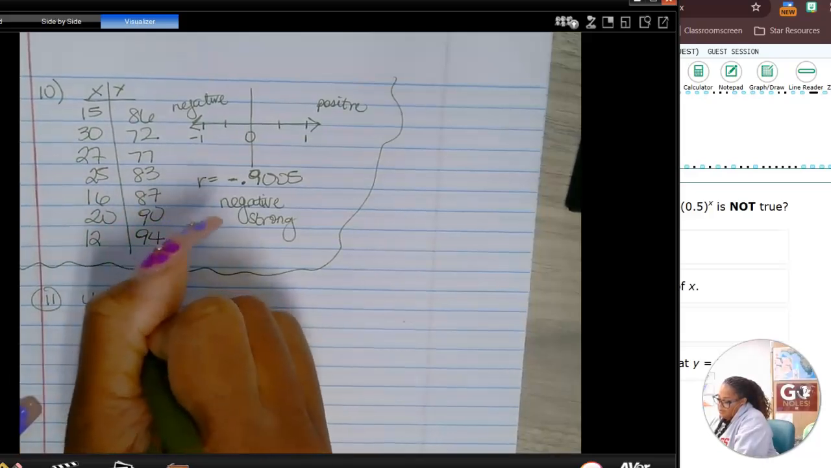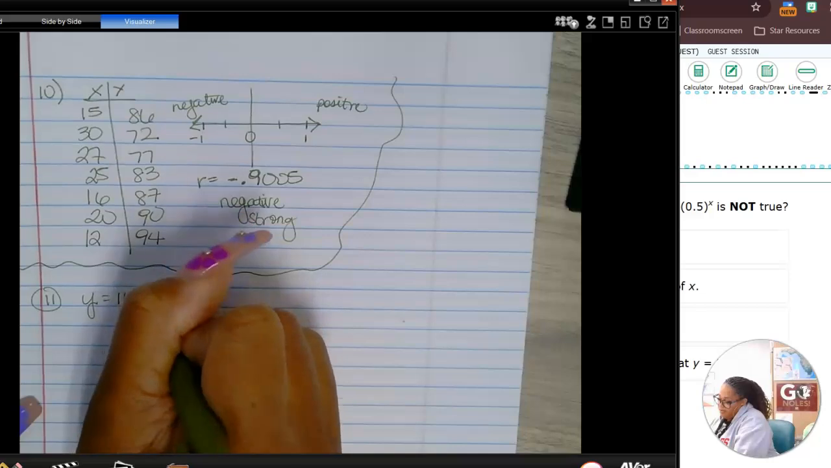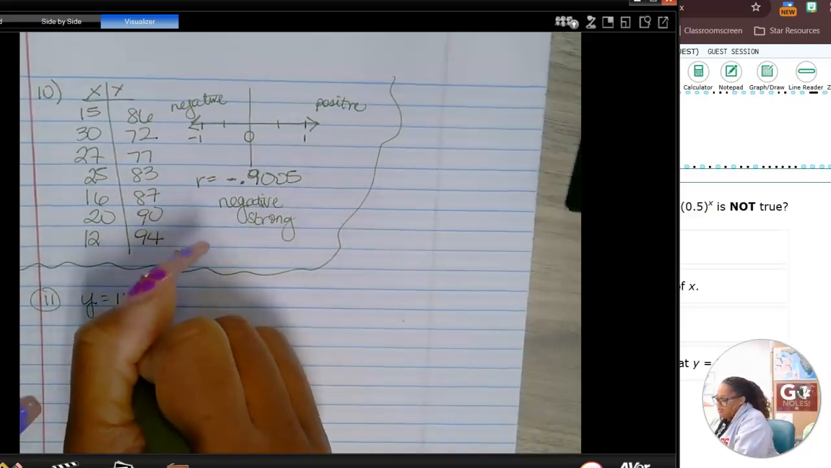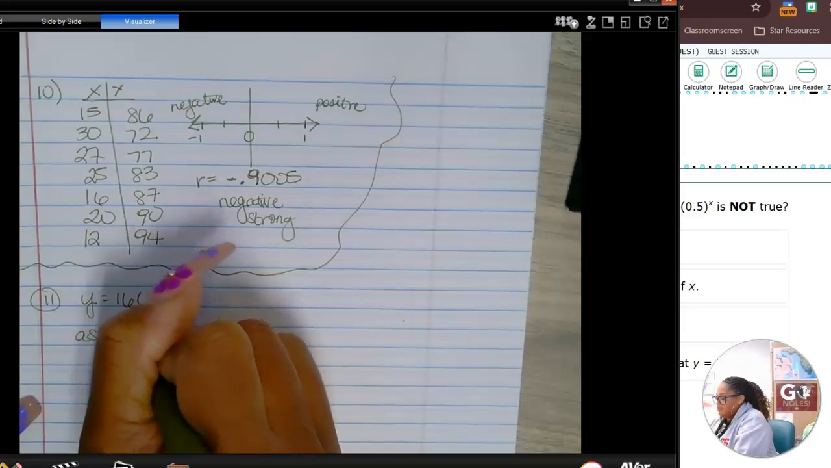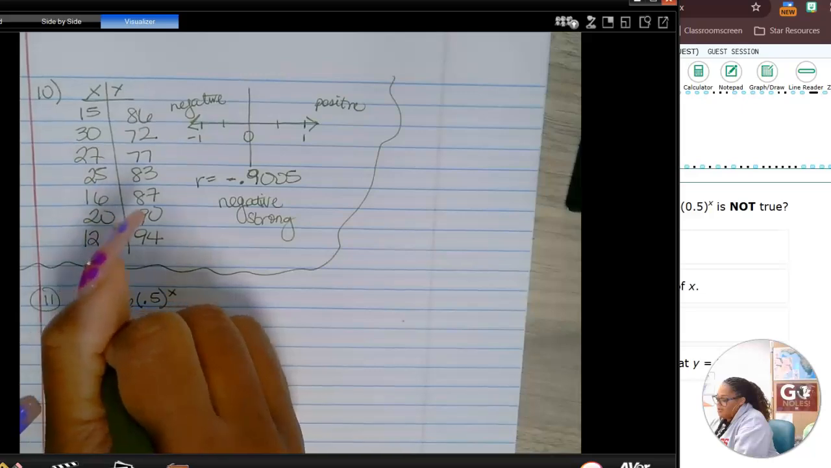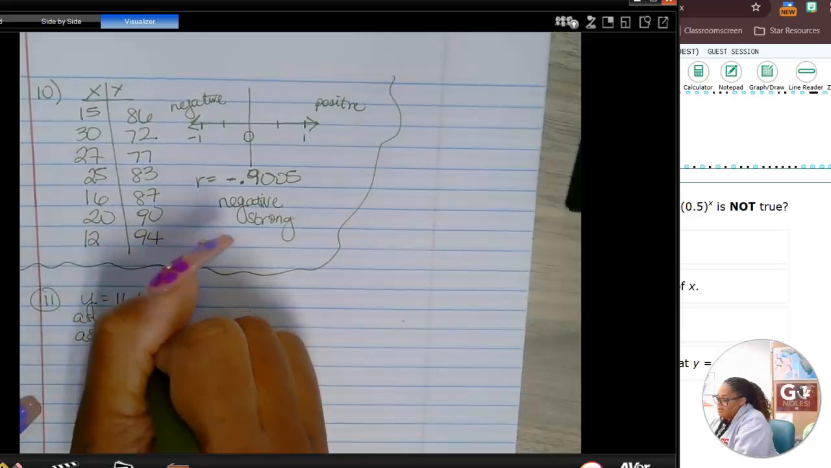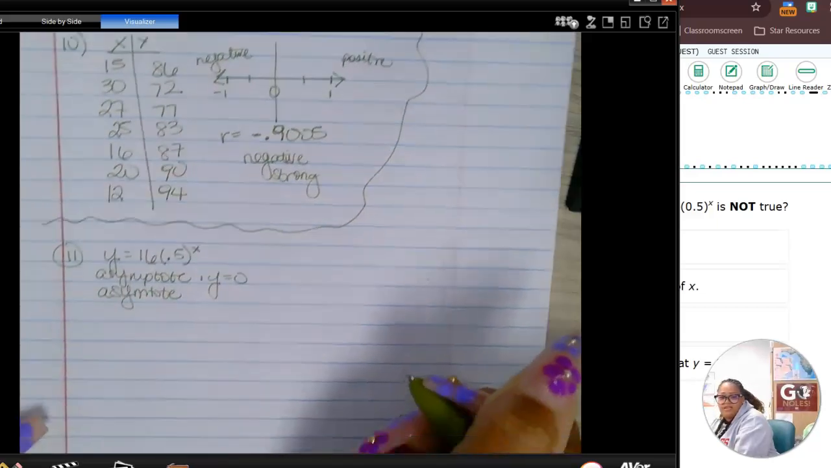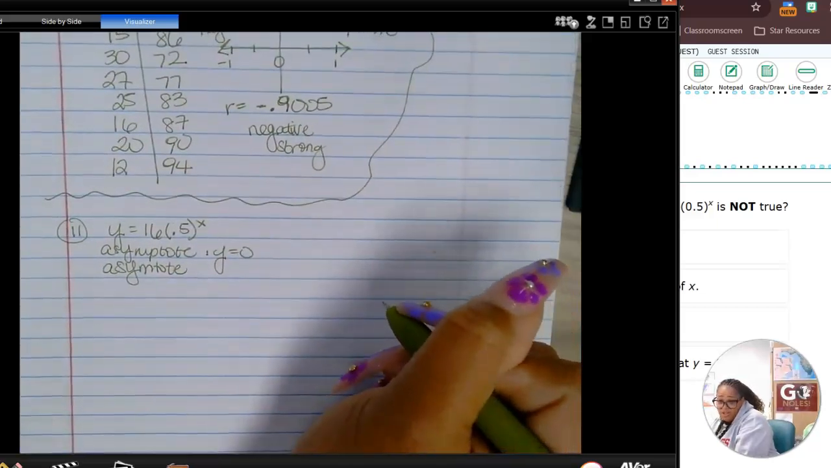Y equals 16 times one half to the x power. Remember, the asymptote for these is, I left out an extra p, A-S-Y-M-P-T-O-T-E, very weird word, is always y equals 0, and that's for algebra 1. It's going to change in algebra 2.